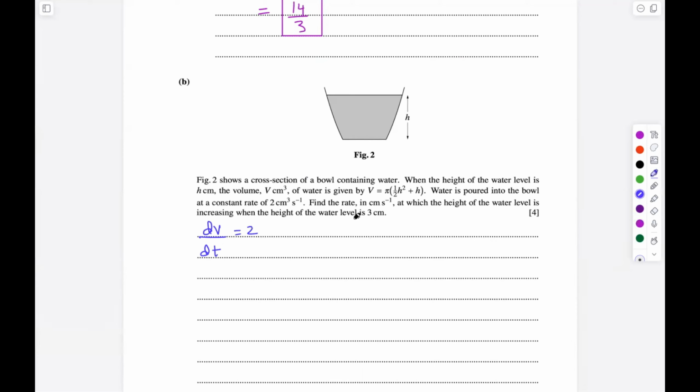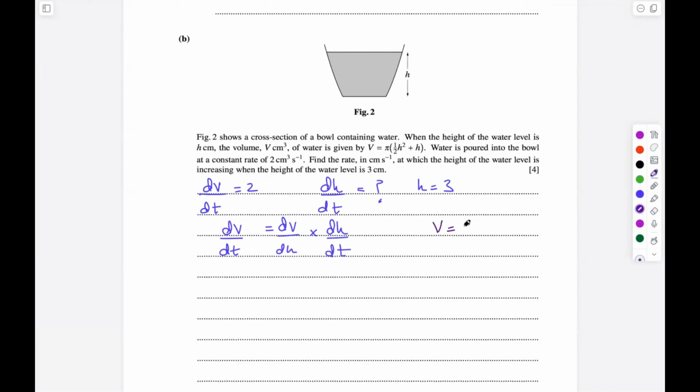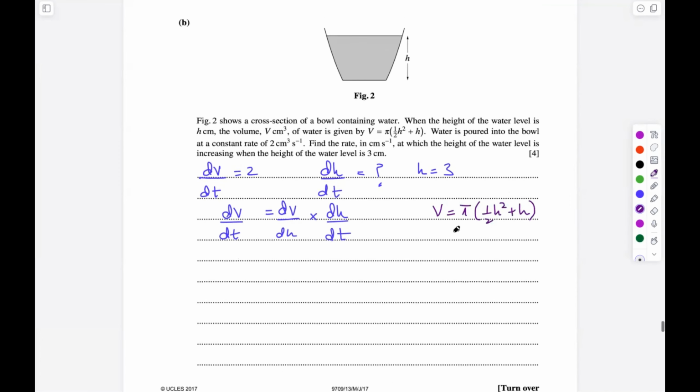We have to find the rate at which the height of the water level is increasing. So it means we have to find dh/dt when the height of the water level is 3 centimeters. So the formula relating V and h, the rate of change formula, will be dV/dt = dV/dh multiplied by dh/dt. So in the first step, we'll find dV/dh, as V is equal to π(½h² + h).